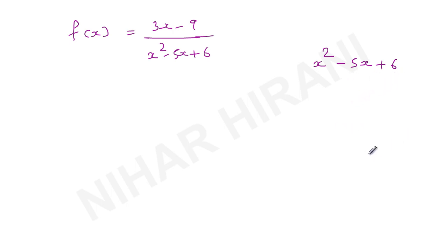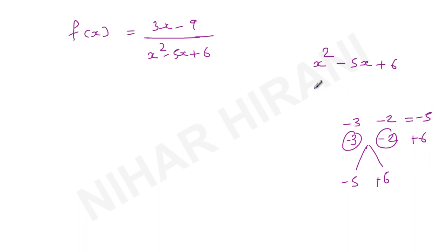If you know the factorization of a quadratic, it will be very easy for you. I want two numbers such that if I multiply, I get positive 6, and if I add them, I get minus 5. So those numbers are very simple: minus 3 and minus 2, isn't it? If I multiply these two, I will get positive 6, and if I add these two, I will get negative 5. So both the conditions are fulfilled.